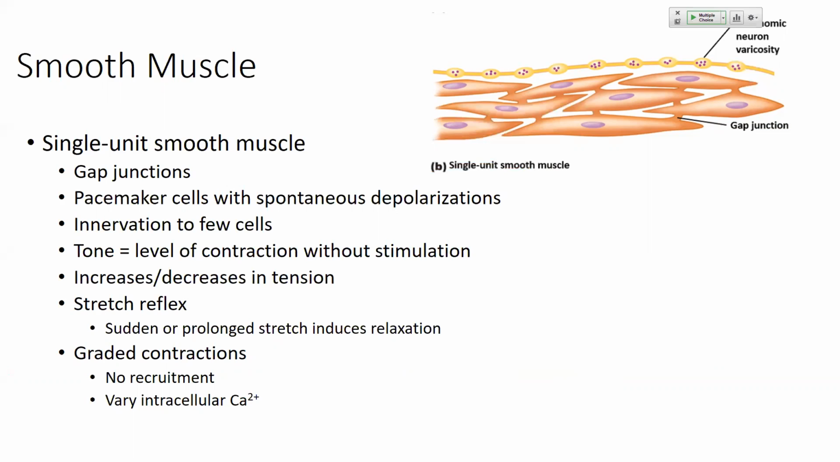So it's acting as a single unit. All of the cells are on the same page. They're communicating to each other via these gap junctions. And so there's no one left out to really recruit. Okay, and so recruitment is not seen with this type of muscle. And then lastly, there's varying amounts of intracellular calcium, which brings about varying degrees of tension produced there.